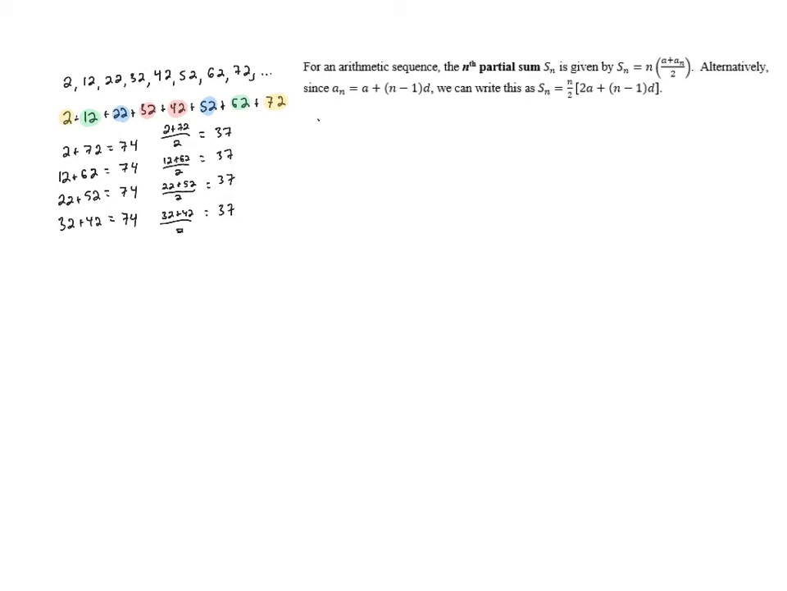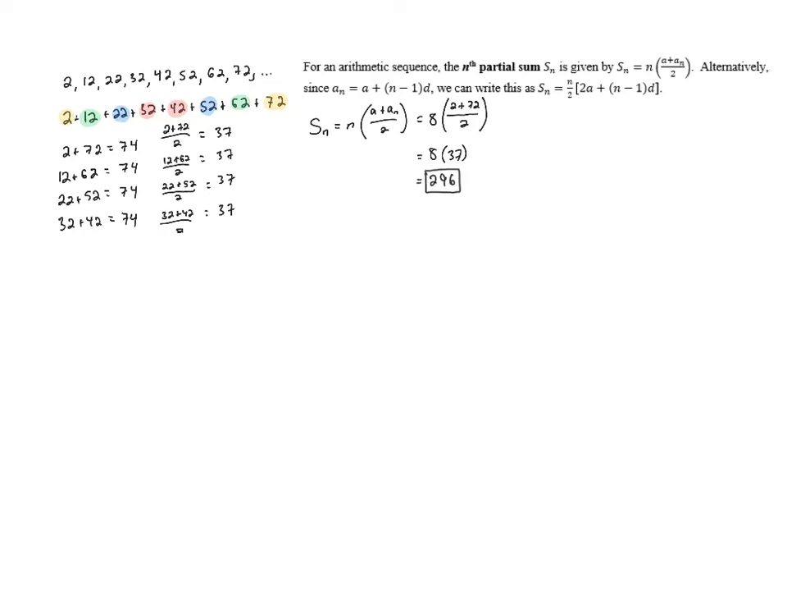So for our example, we've got S sub n equals n times a plus a sub n over 2. In this particular example, we're taking the 8th partial sum because we have 8 numbers. So we've got 8 times 2 plus 72 all over 2. Well, we've actually already figured out the average of 2 and 72. It's 37. We've done this math. So we've got 8 times 37, and that is equal to 296.